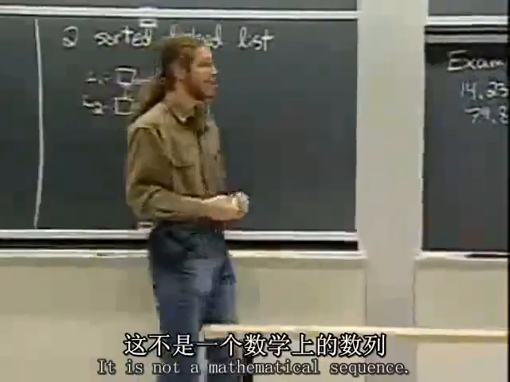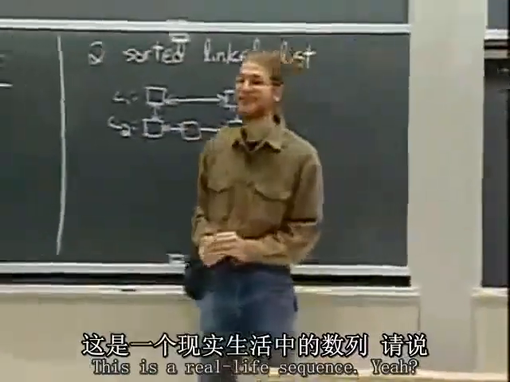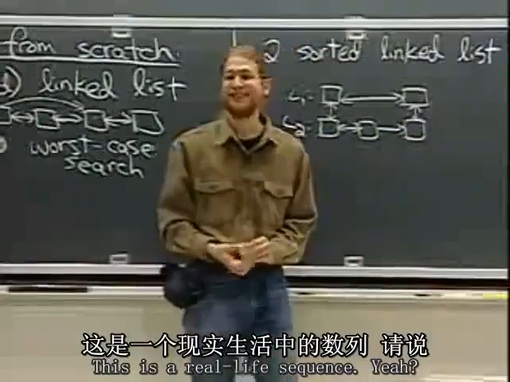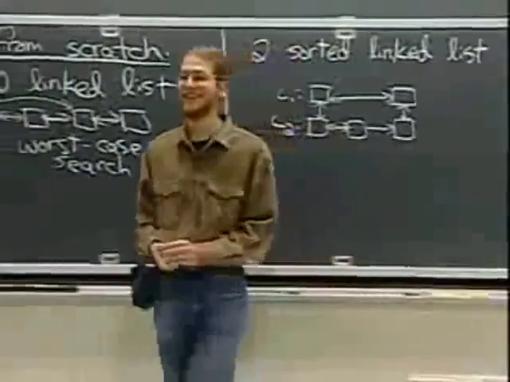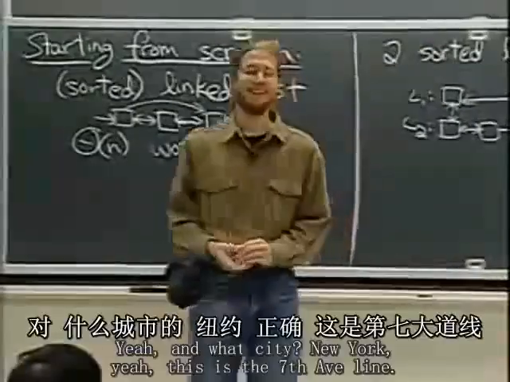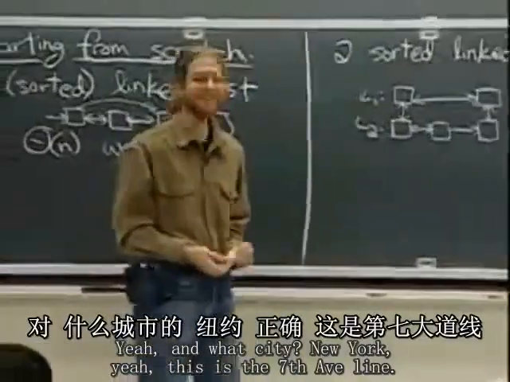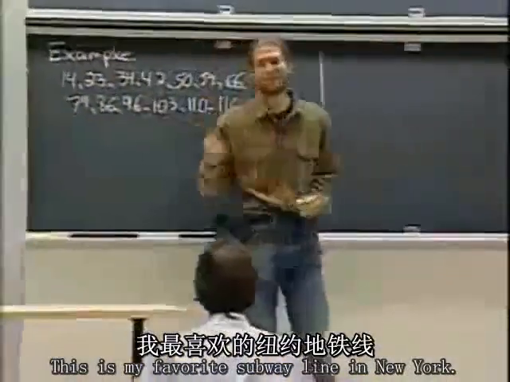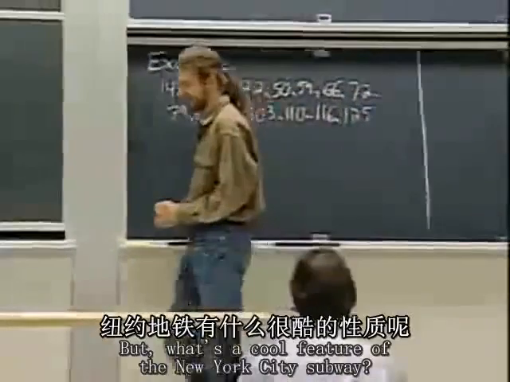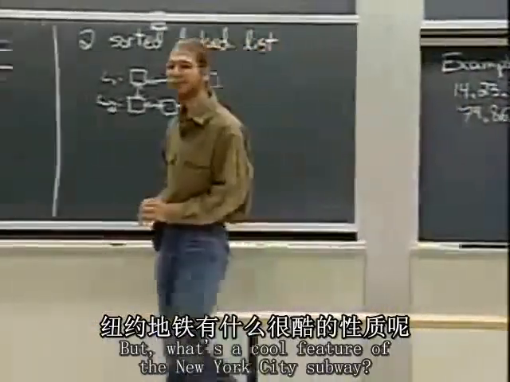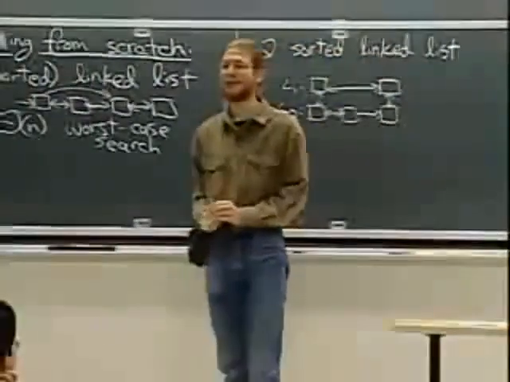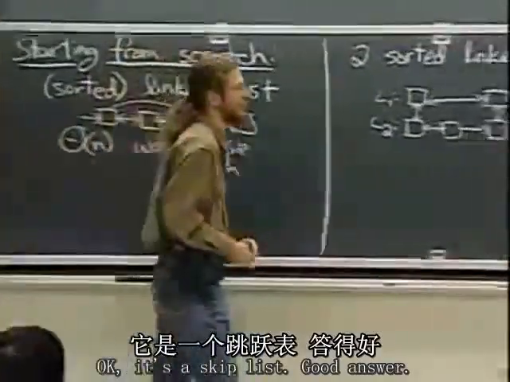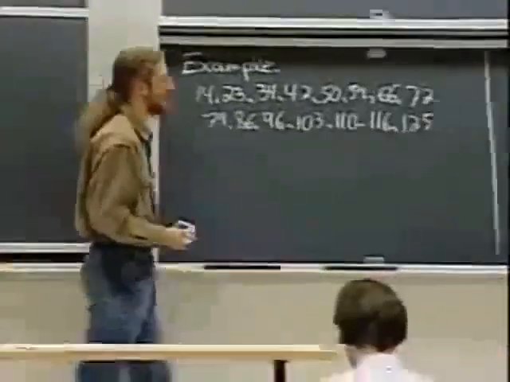It is not a mathematical sequence. This is a real-life sequence. Yeah. In what city? New York. Yeah. This is the 7th Avenue line in New York City. It's my favorite subway line in New York. But what's a cool feature of the New York City subway? It's a skip list. Good answer. Indeed it is.